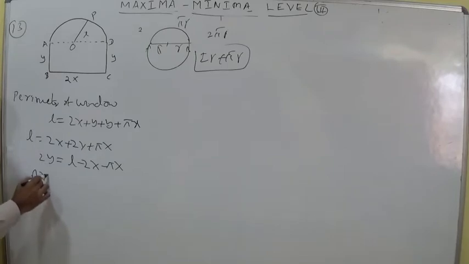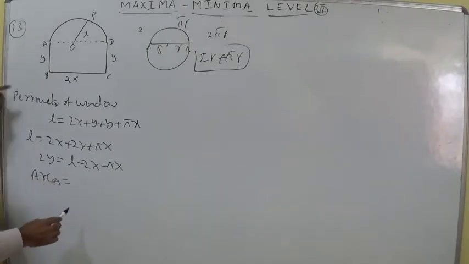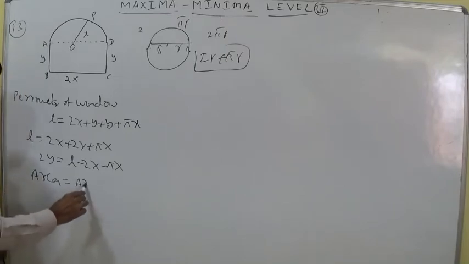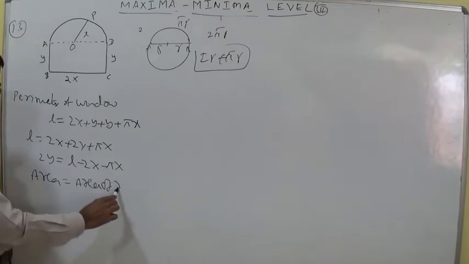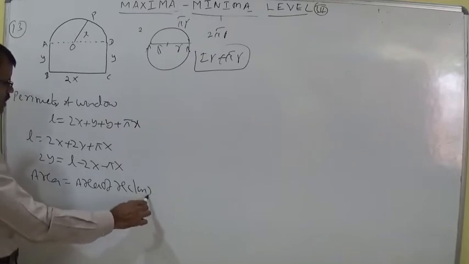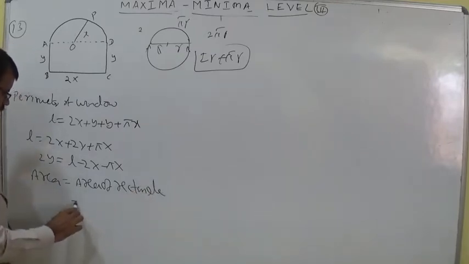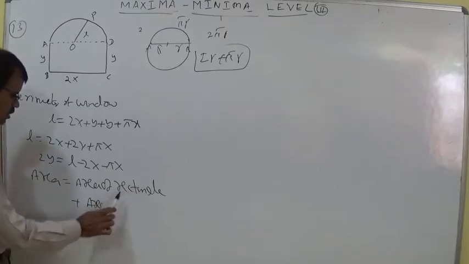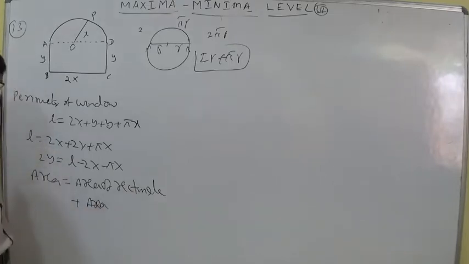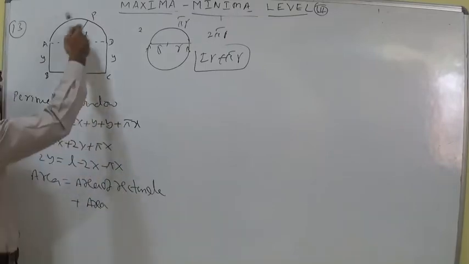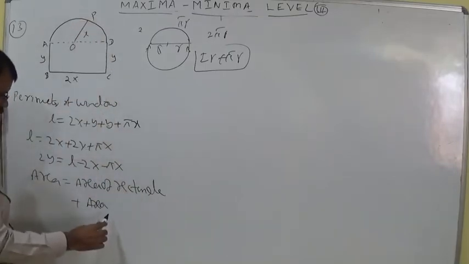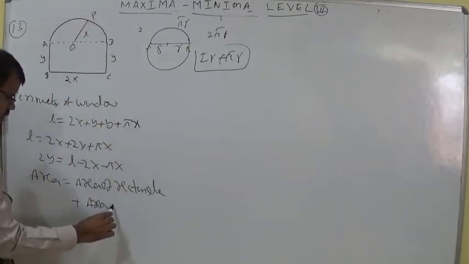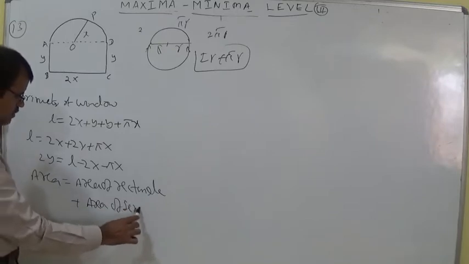Now he is discussing about area. Area is equal to area of rectangle plus area of semicircle. Area means the place occupied by the region of a closed geometrical diagram. So area of semicircle should be pi r square by 2. Area of rectangle plus area of semicircle I am writing.